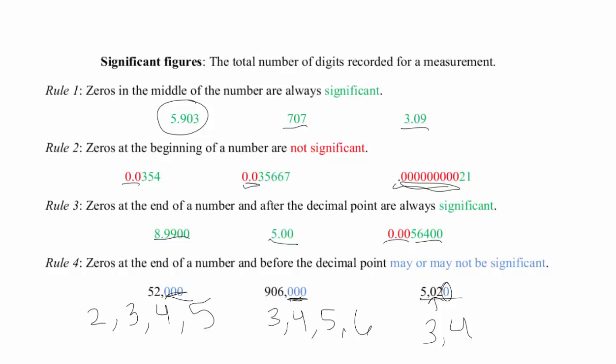And the reason why we say it may or may not be significant is because we don't know what scale they used. So the scale that the reader used to record these measurements would have to be determined to know if these zeros are or are not significant. But since we're not given that, we just say that it can have however many significant figures.